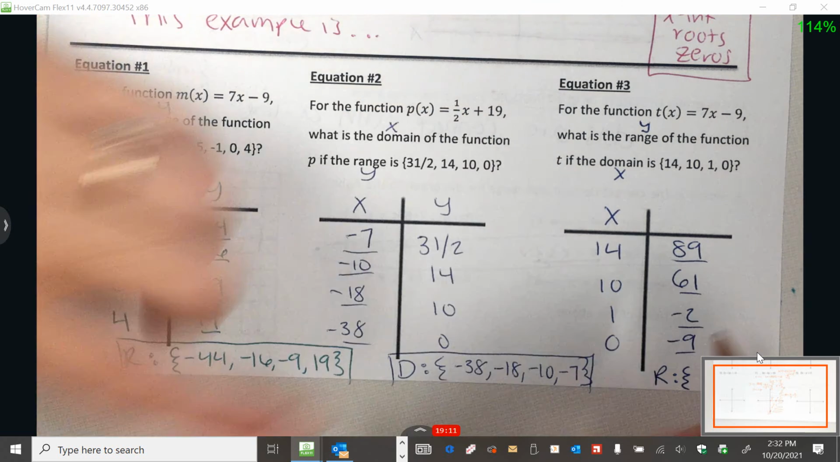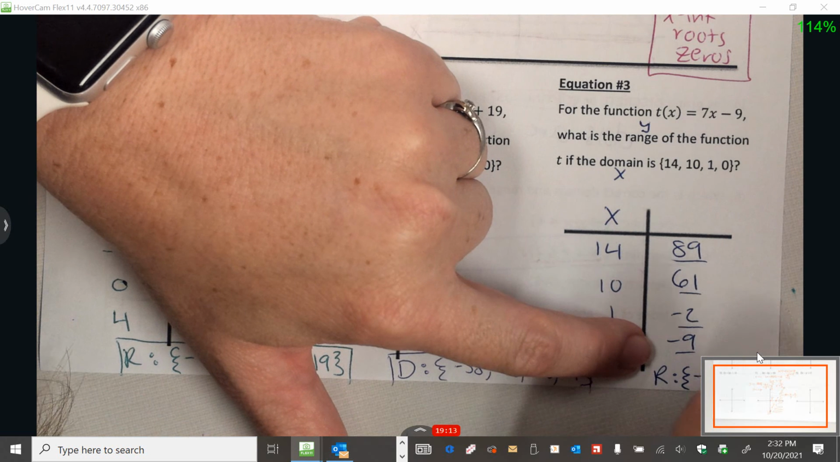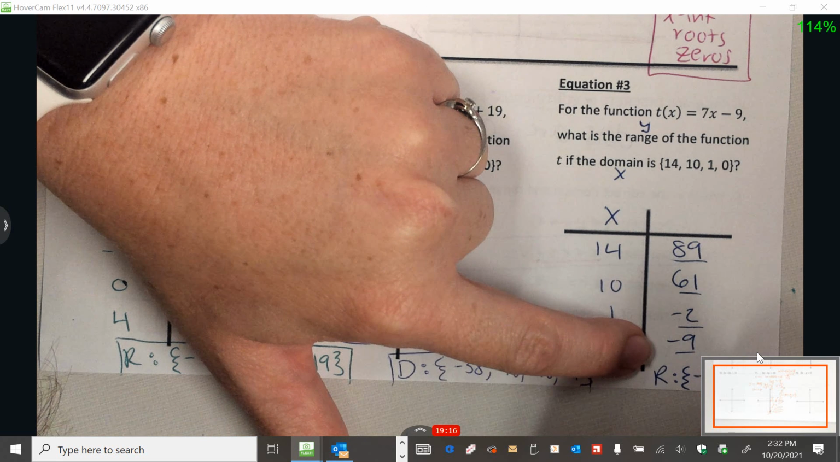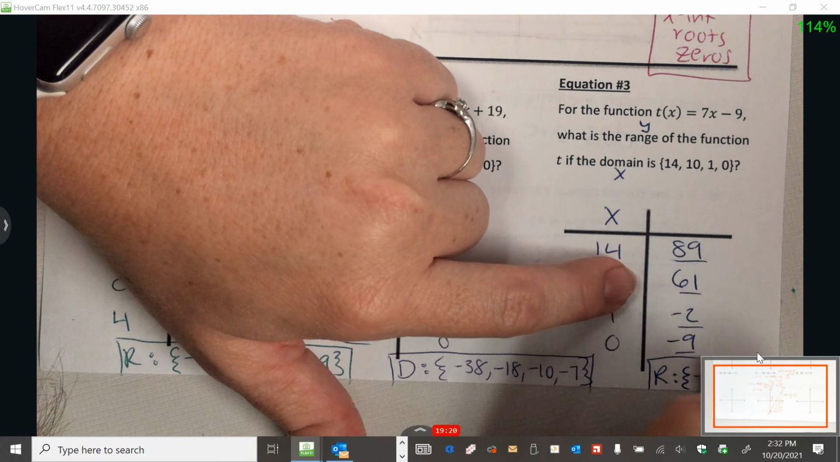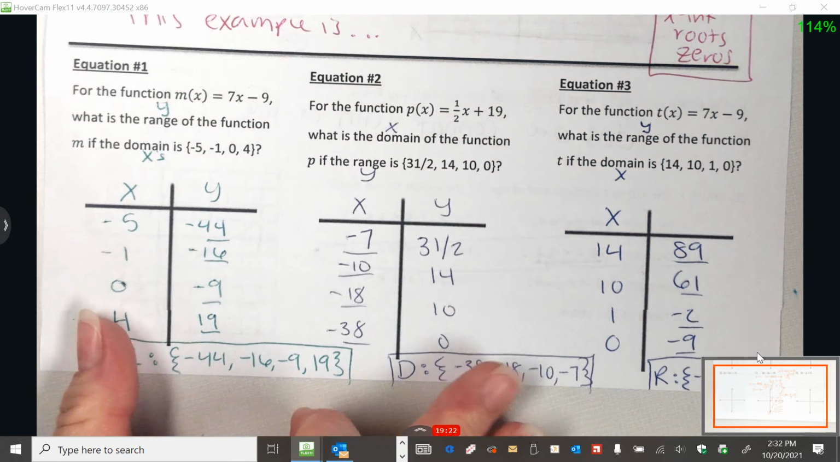So again, least to greatest, which is this way. Not always, but this is decreasing, that's why. Barely fits, but you get it. Okay. Oh, you can't see. There you go.